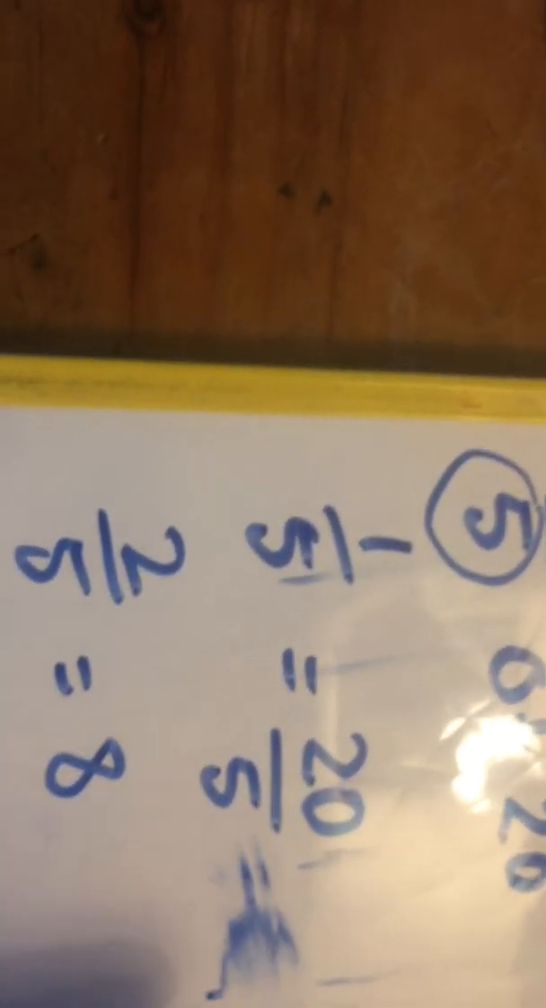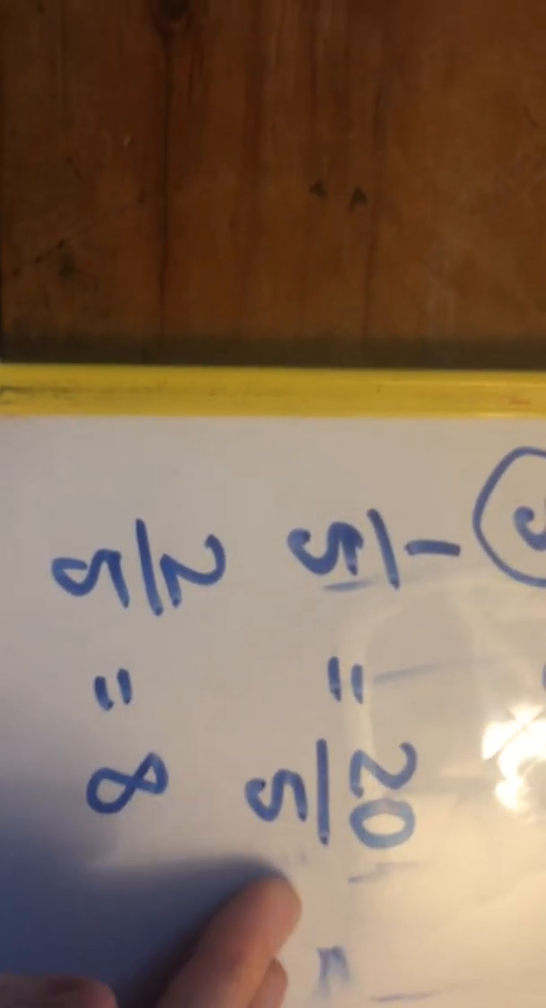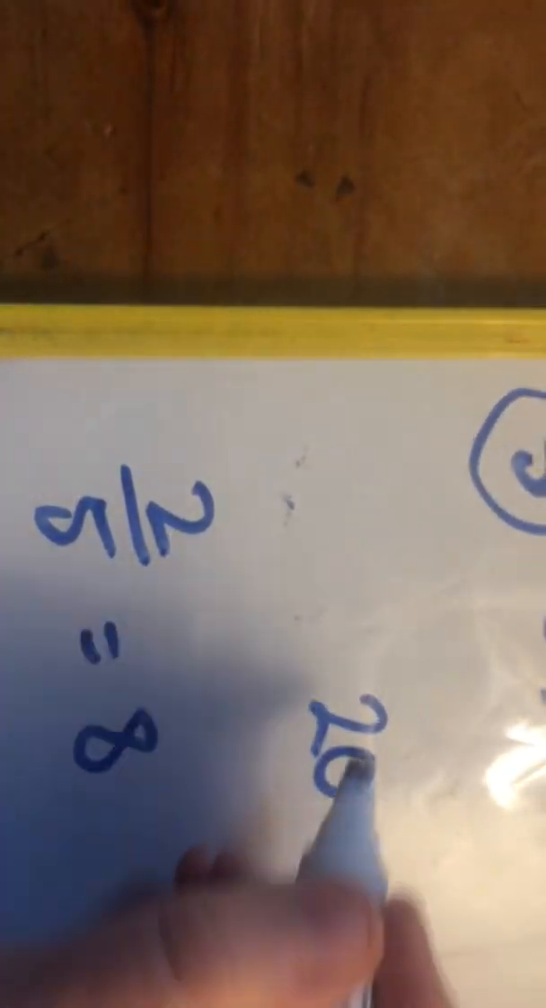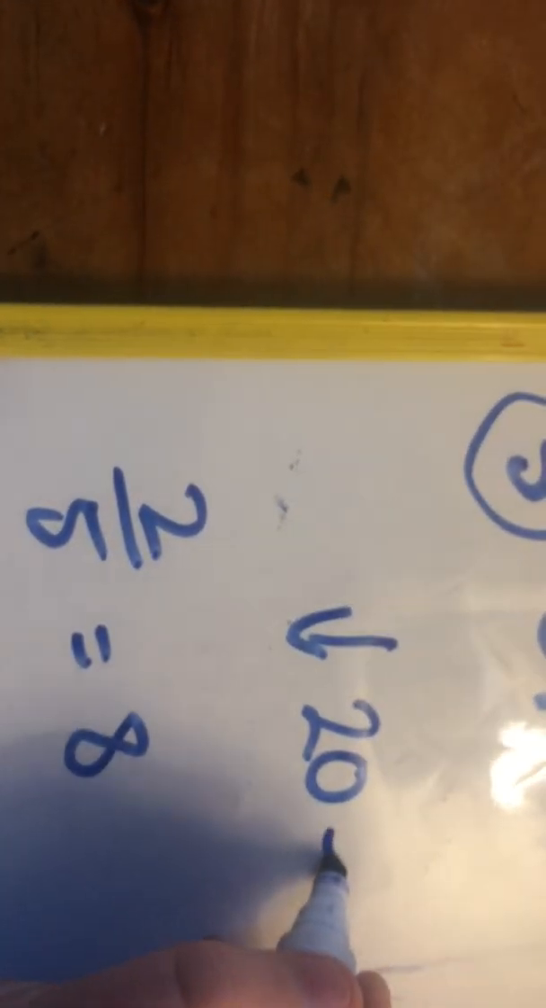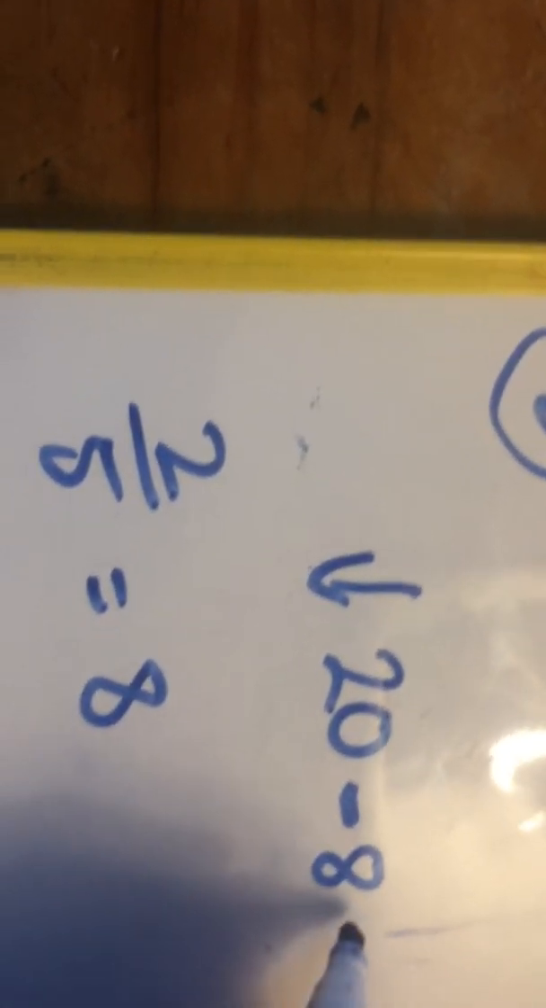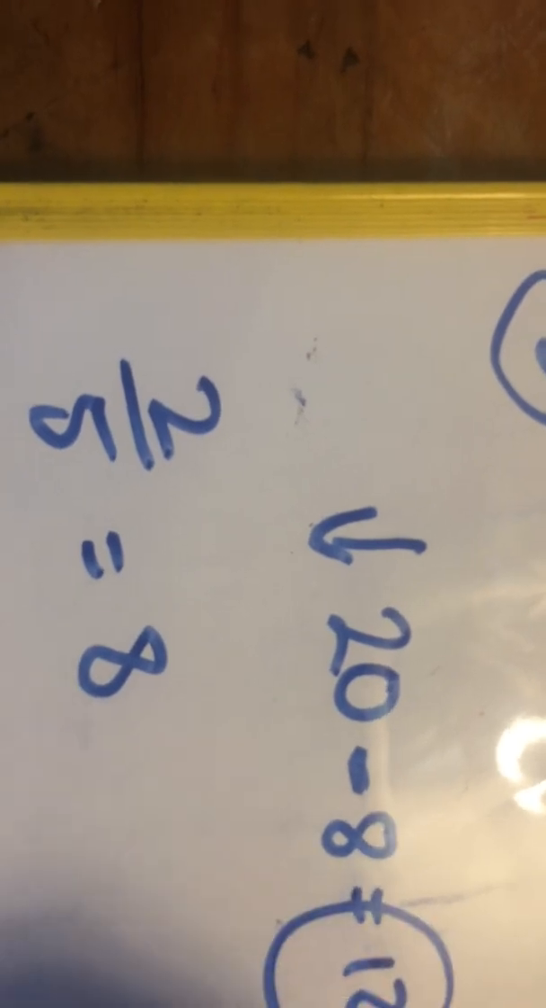But we're asked for more than that. We're asked now to decrease 20 by 2/5. So now we say 20, we have to decrease, take away 8, equals 12. Our actual answer is 12 there, which is what is up there.